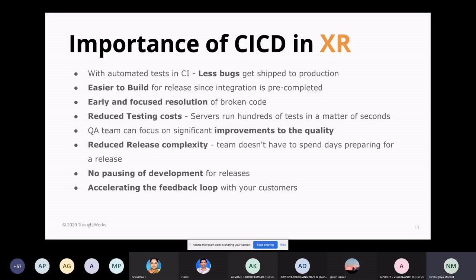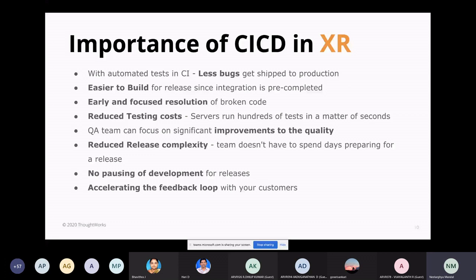Then you have reduced testing costs. Since there are hundreds of tests running on the CI, nobody needs to manually test each build. There is an amount of regression testing that is required during delivery, but apart from that, your tests run instantaneously with your push. The QA team, the quality analyst team, can focus on improving quality and not testing individual builds.